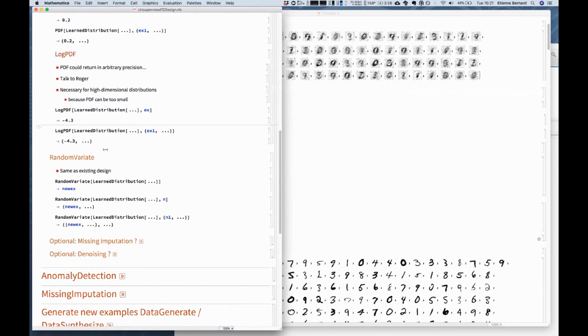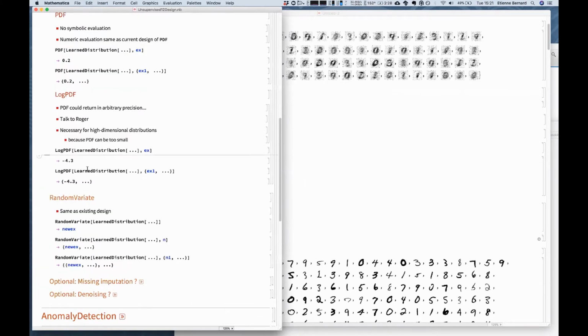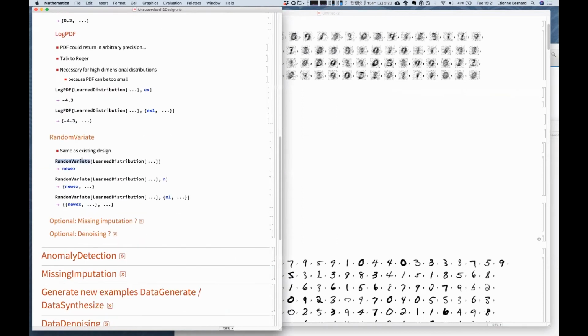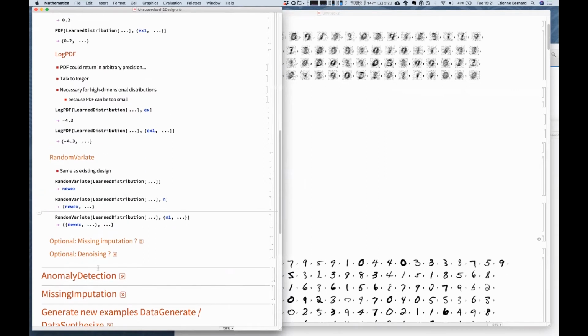Well, you can put it in some hidden context somewhere. Yeah. Okay. Random variate. Okay, so to get a new example, it's exactly the same as the current random variate. Great. This is optional. Maybe I talk after. Okay, let's look at anomaly detection.